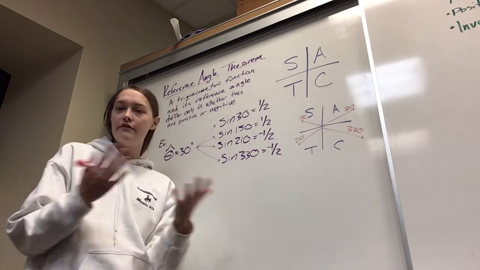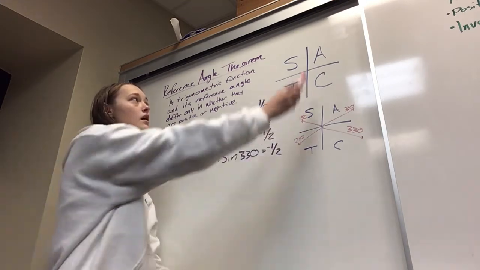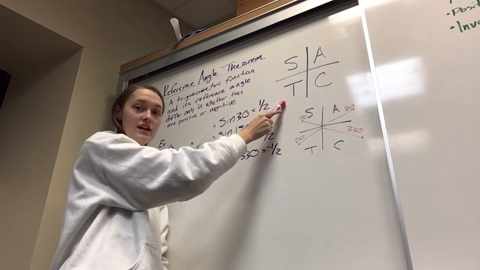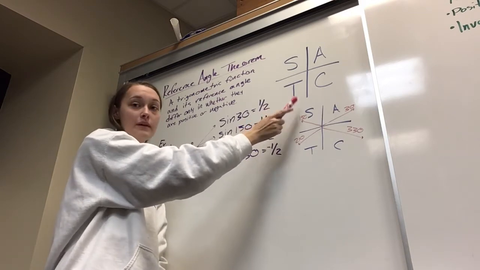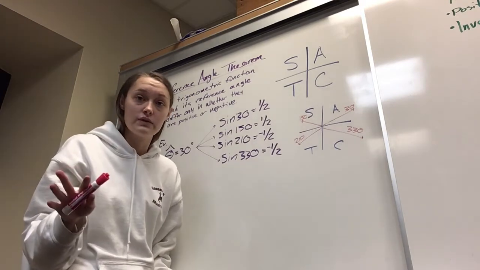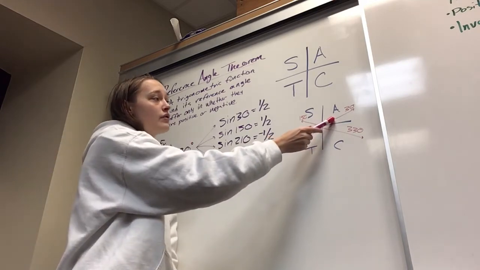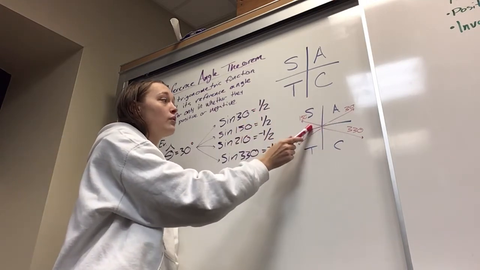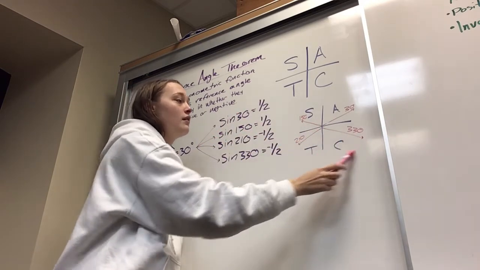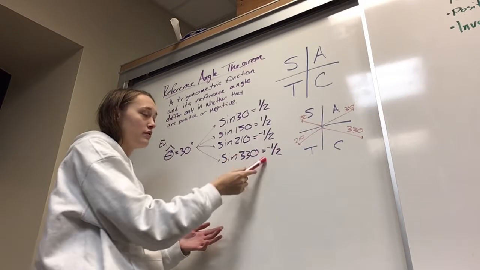To find out if your answer is positive or negative, you can use the All Students Take Calc trick again. All is in quadrant 1, Students or sine is in quadrant 2, Take or tangent is in quadrant 3, and Calc or cosine is in quadrant 4. We went over this in one of the past videos, so I'm not going to go too far into it. But you can see that angle 30 ends in All, so it's positive, and angle 150 ends in Sine, and since it's sine, it's positive. And 210 and 330 are both negative because they are in the tangent and cosine spots.